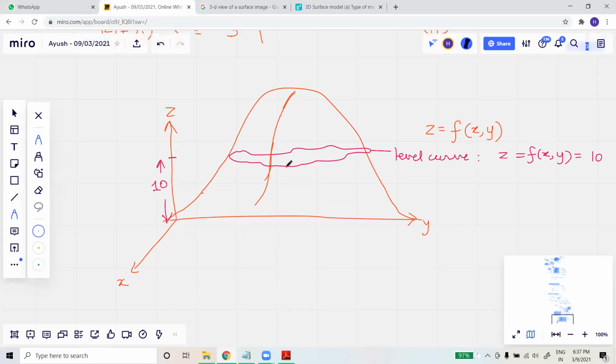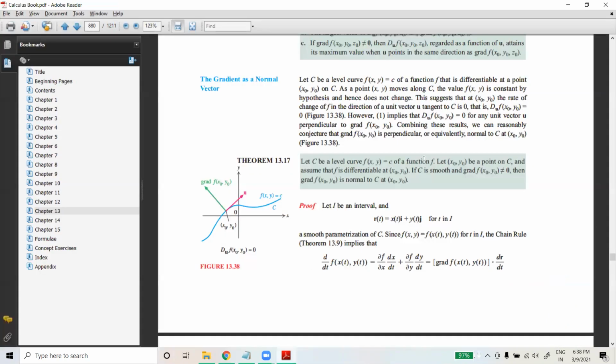So if a point here is simply moving along this curve, you are standing here and you're moving like this, then your height is not changing. Z is not changing at all. You're moving in a horizontal plane. Z is not changing. So that is what he's saying.